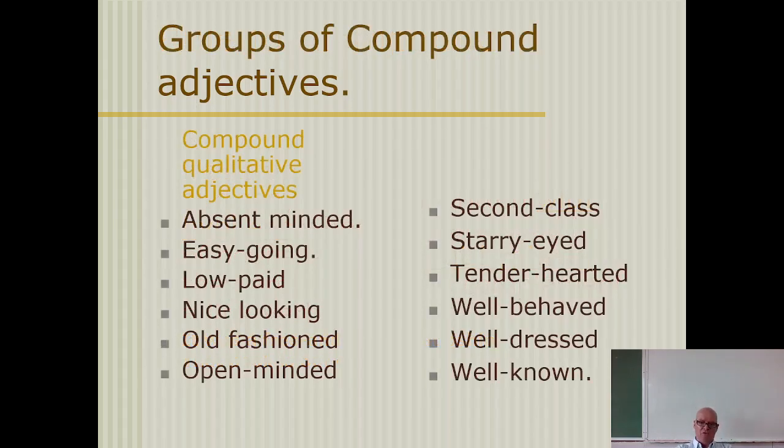Groups of compound adjectives. Compound qualitative adjectives: absent-minded, easygoing, low-paid, nice-looking, old-fashioned, open-minded, second-class, starry-eyed, tender-hearted, well-behaved, well-dressed, well-known.